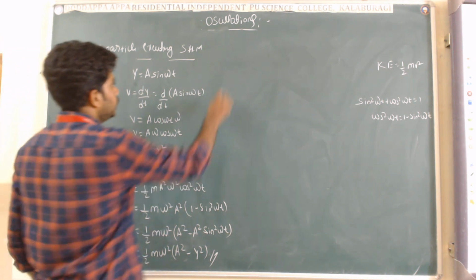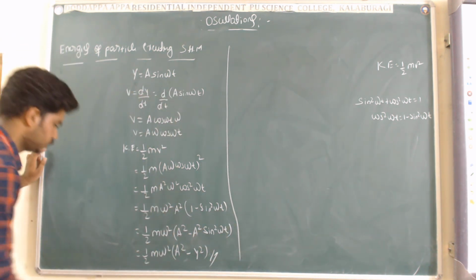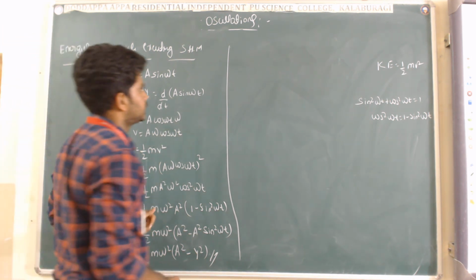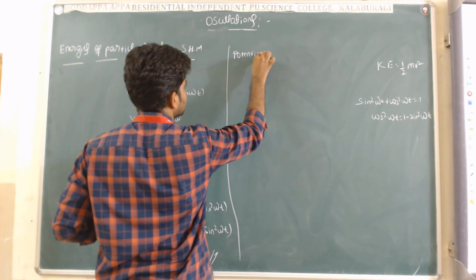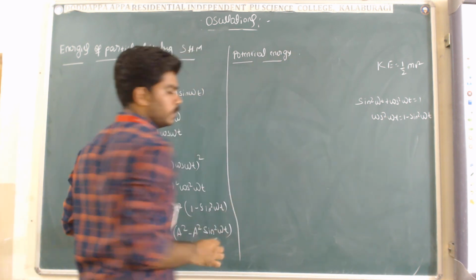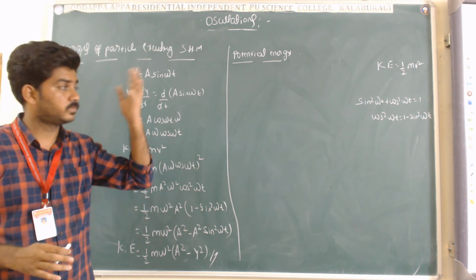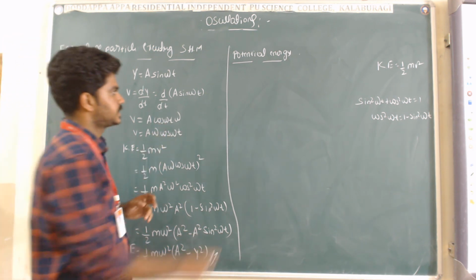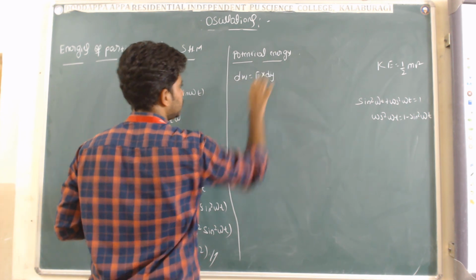In the same way, we will get the potential energy of the particle executing simple harmonic motion. So this is kinetic energy. Now for the potential energy. While it is changing its position, what it will have? Work done. Work done is force into displacement. So the same thing, dW equals force into displacement.